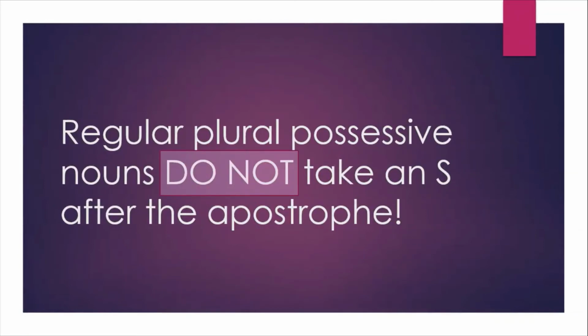Okay, so regular plural possessive nouns do not take an S after the apostrophe. No apostrophe S for the regular plural possessive nouns. Once again, regular plural possessive nouns do not take an S after the apostrophe. Why? Because they already end with an S. So all they need is the apostrophe. That's it. Okay, so let's go ahead and look at a couple of examples.